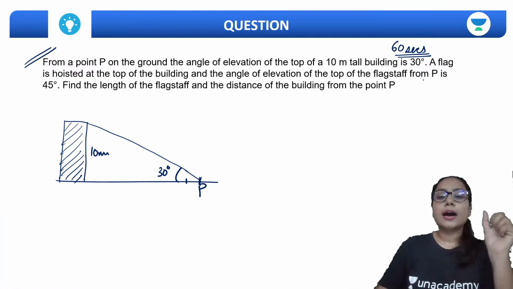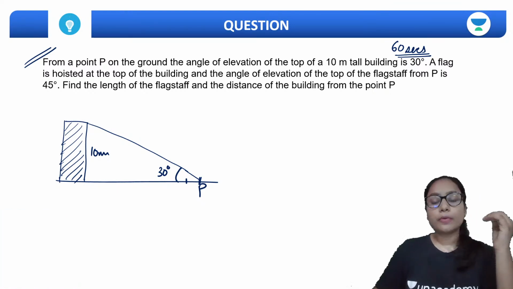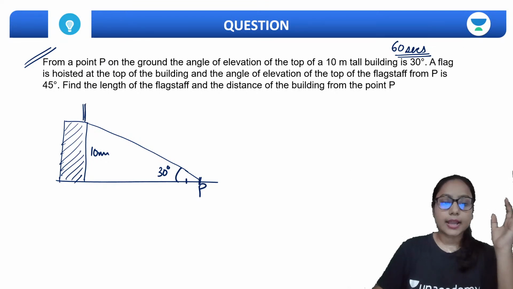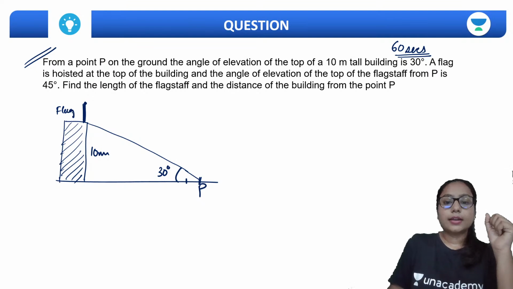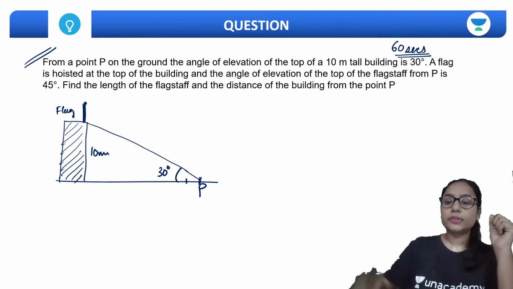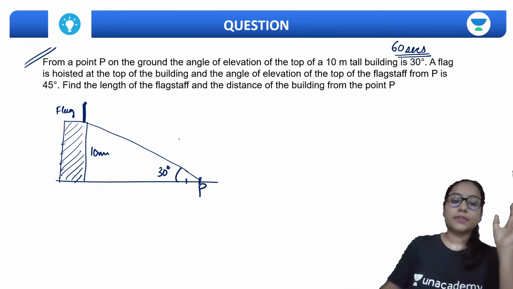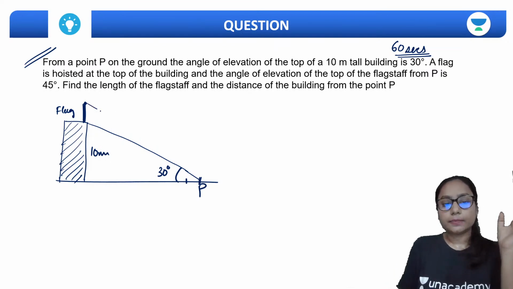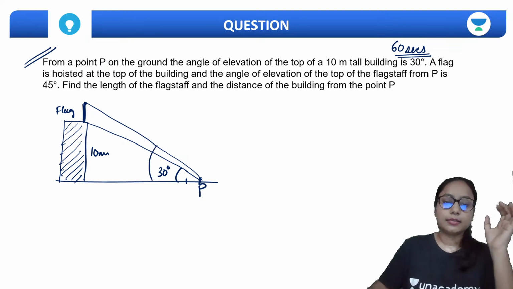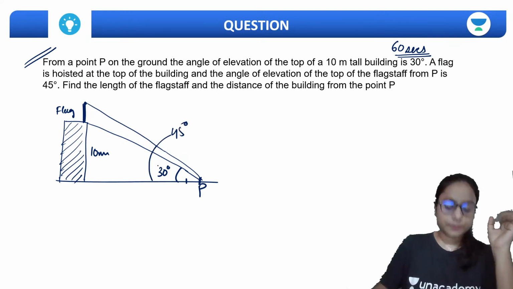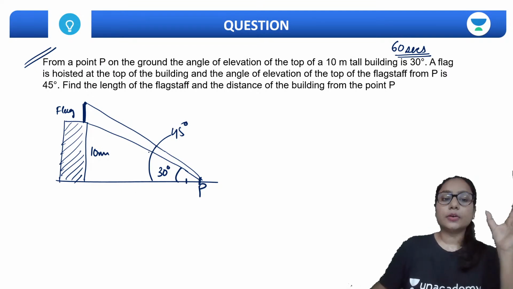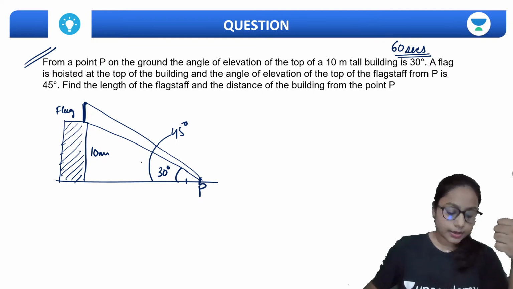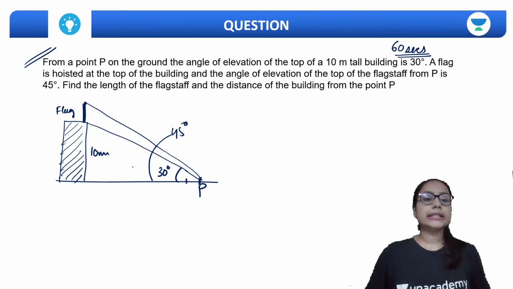Okay, now a flag is hoisted at the top of the building. So this is a flag here. I have a flag here. Now the angle of elevation of the top of the flagstaff from P is 45 degrees. So this angle from the flagstaff to P is equal to 45 degrees. Yes, is the diagram clear now? Sonam, all of you please tell me if this diagram is clear.